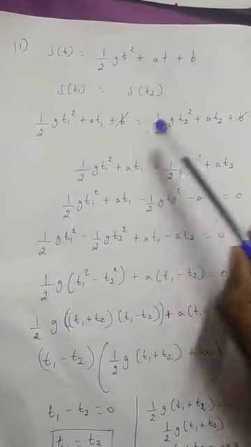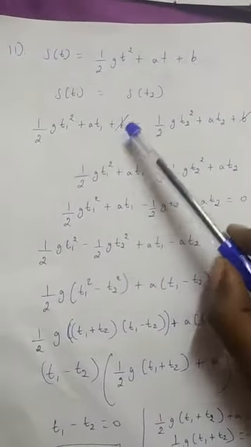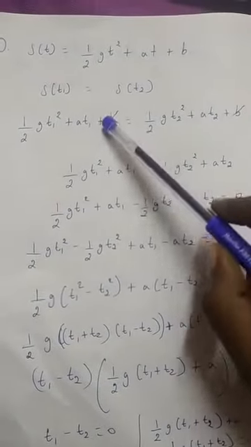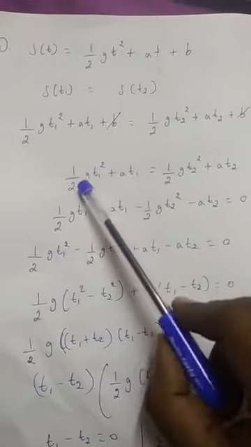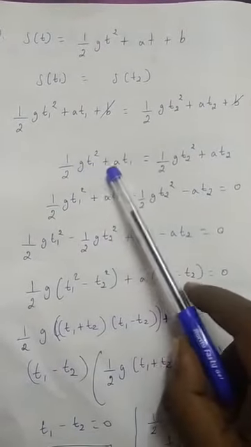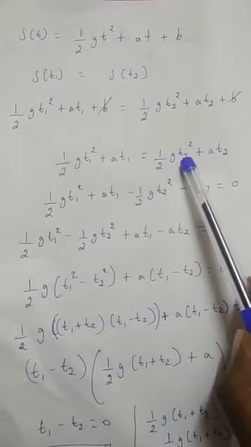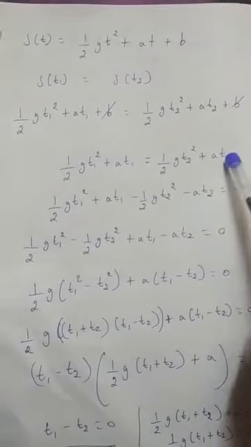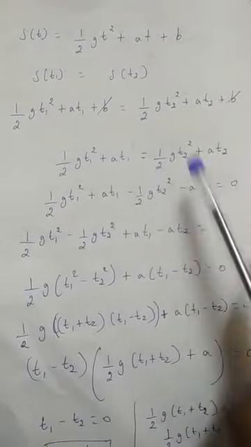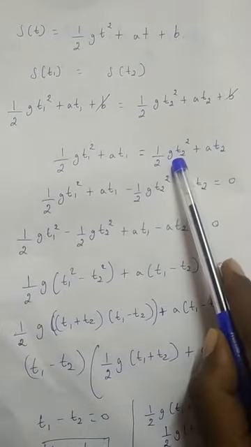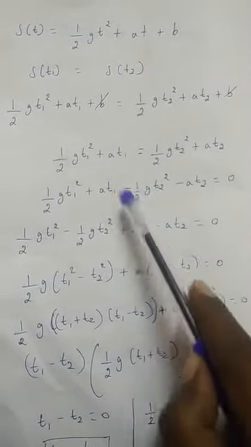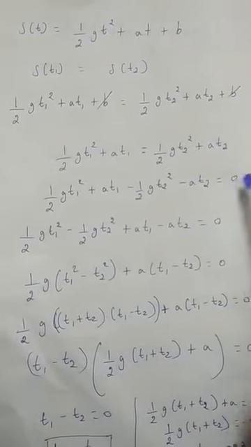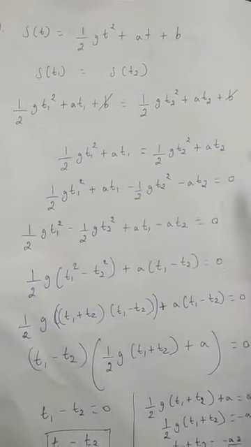So b and b get cancelled. If we take this b to the other side, it becomes minus b. Anyway, it is cancelled, so we can cancel here itself. What are the remaining terms? 1 by 2 g t1 square plus a t1 is equal to 1 by 2 g t2 square plus a t2. So now let's take all the values to a single side. So I take this 1 by 2 g t2 square to the other side, it becomes minus. The same way a t2 to the other side becomes minus, is equal to 0, since nothing is there.